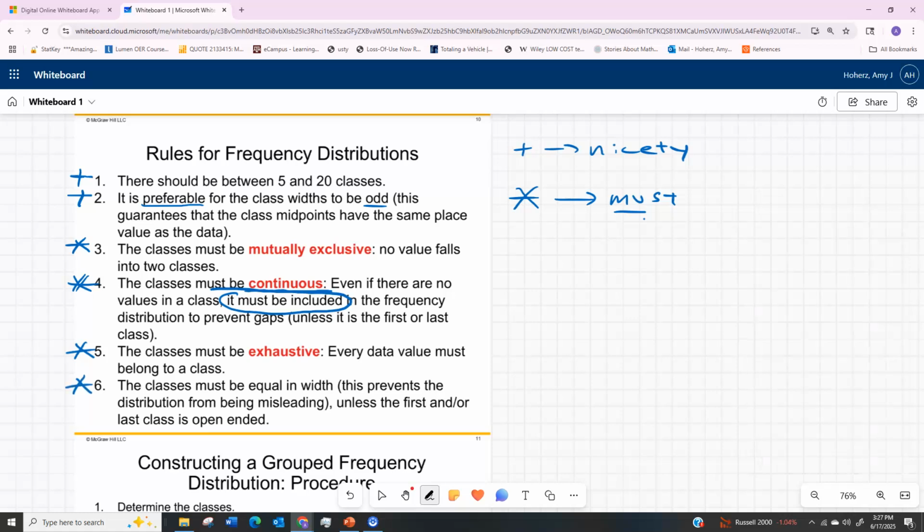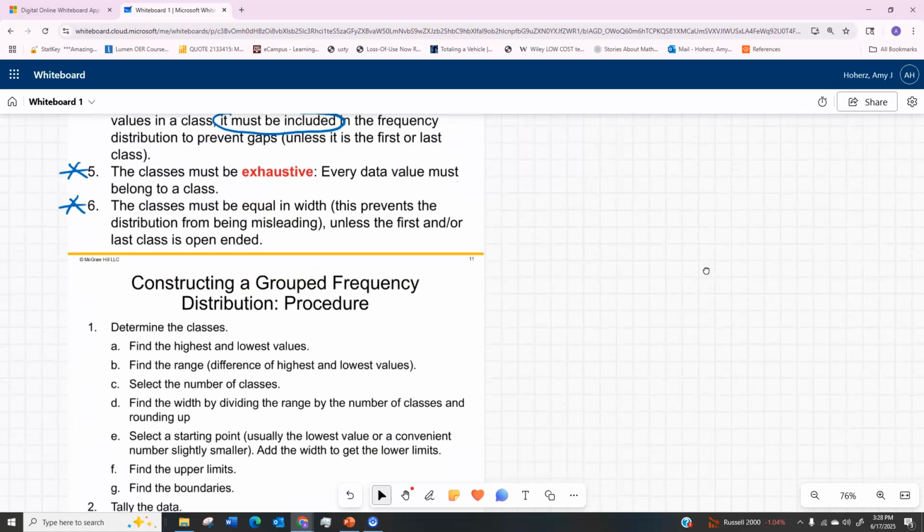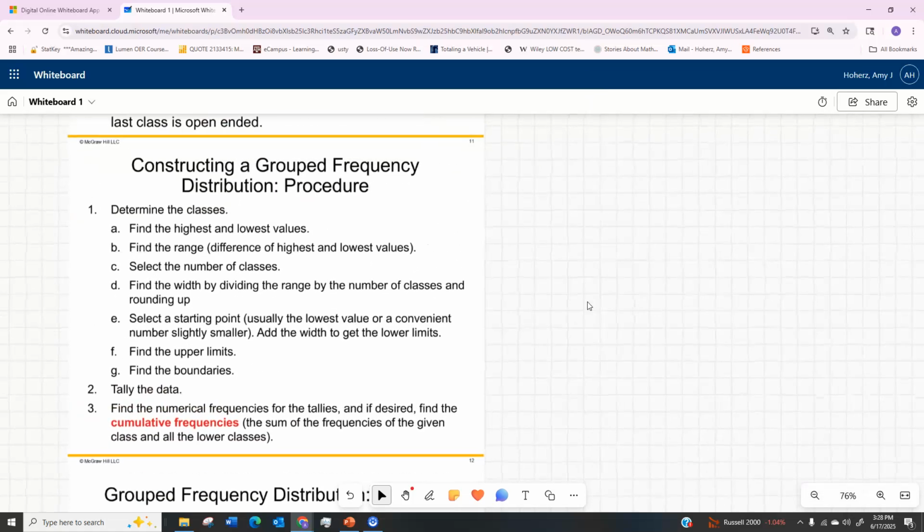These last four are musts. They have to be like that. And then we just have a procedural table here. Some people that are real kind of word-oriented, linguistic-oriented, they really like to see it written out. And so this is what we did with that first frequency distribution table with the ages.